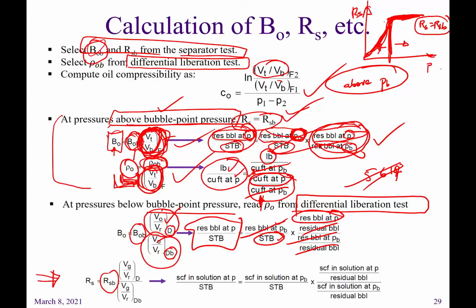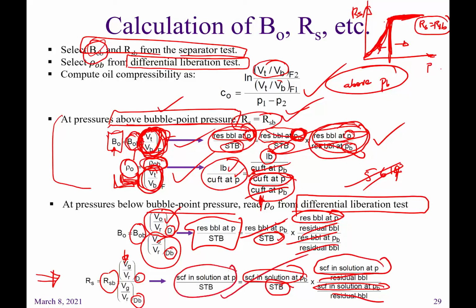And for RS, same deal, but you're using the relative gas volume ratios. It's differential liberation at bubble point. Dimensional analysis also works out. This quantity cancels out this quantity, residual barrel, and you're left with SCF per STB, which is what this is. So this is the equation you use below bubble point pressure.